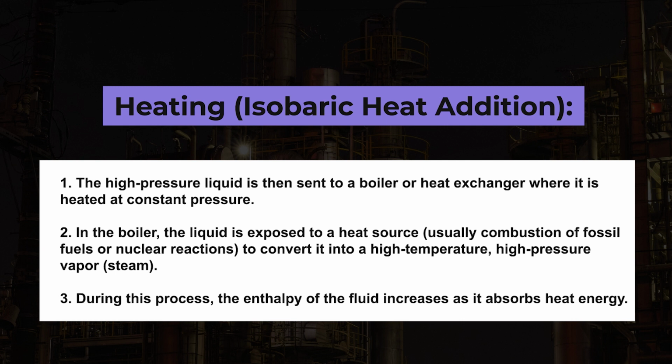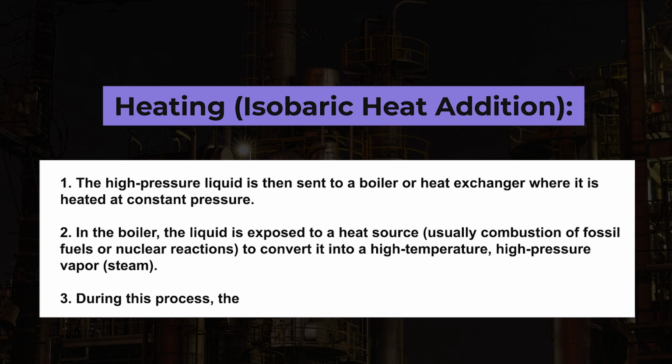The high pressure liquid is then sent to a boiler or heat exchanger where it is heated at constant pressure. In the boiler, liquid is exposed to a heat source, usually combustion of fossil fuels or nuclear reactions, to convert it into high temperature, high pressure vapor, steam. During this process, the enthalpy of the fluid increases as it absorbs heat energy.